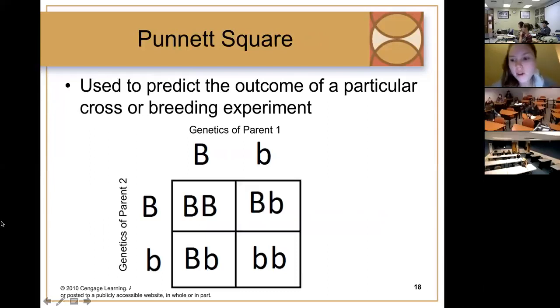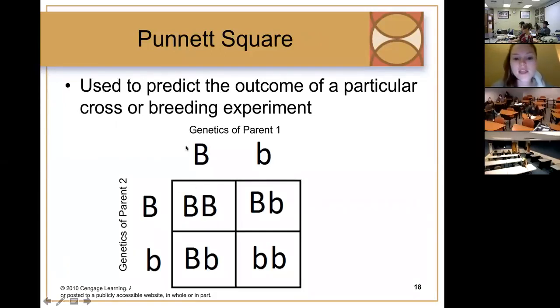So this might make more sense in this example. It's a square because I've figured out that people in animal science really like squares to do things. You have the Pearson square, and then in genetics you have what's called the Punnett square. This is a really simplified version of how to predict the outcome of a particular cross or breeding experiment. So, for example, you would have the genetics of parent 1 up here, and you can switch. It doesn't have to be 1 on the top and 2 on the side. It doesn't matter. And then you have the genetics of the other parent on the other side.